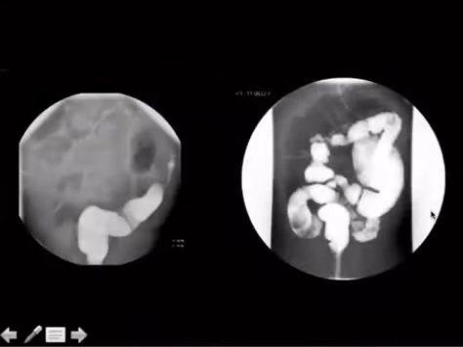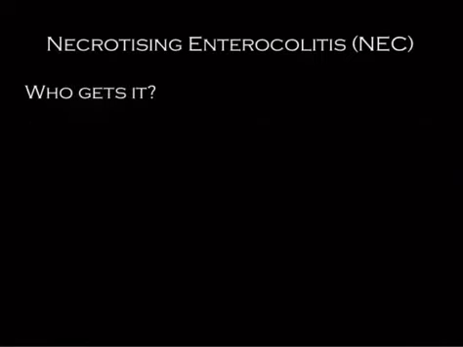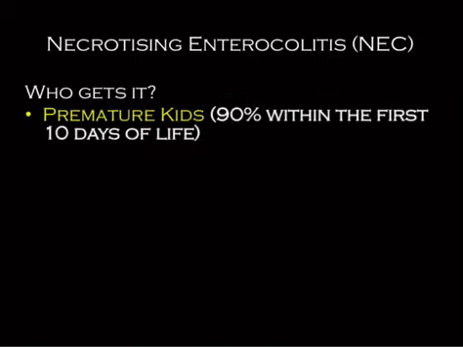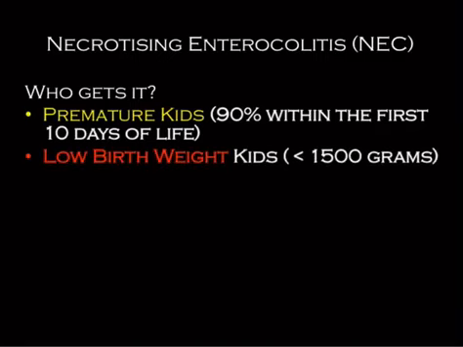So we get a lower GI study, and we see this right here. See that? What do you think of that? So it's a stricture, right? So this is an NEC stricture. So who gets NEC? The most common answer that you would expect is a premature kid. 90% of them supposedly within the first 10 days. Low birth weight, right? But it can also, and this is the trick one, it can also be cardiac.